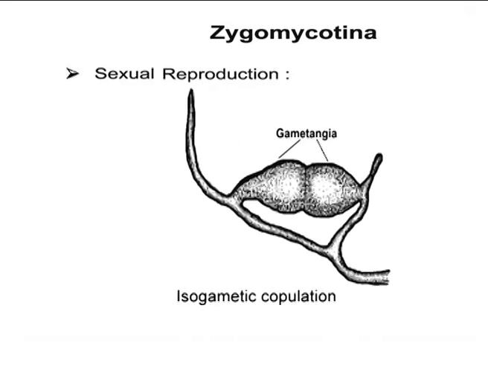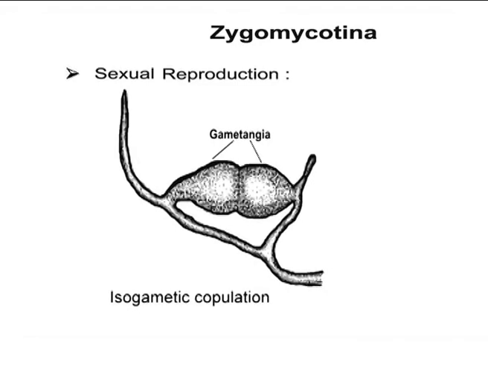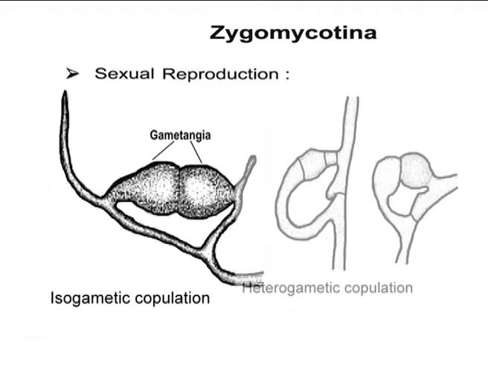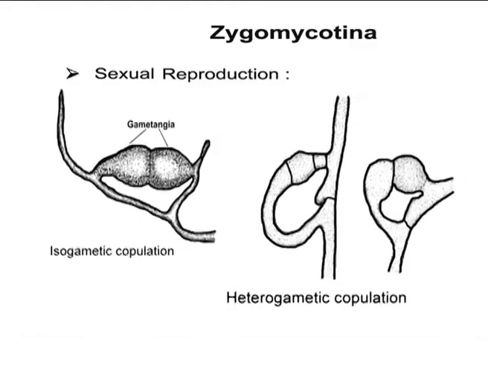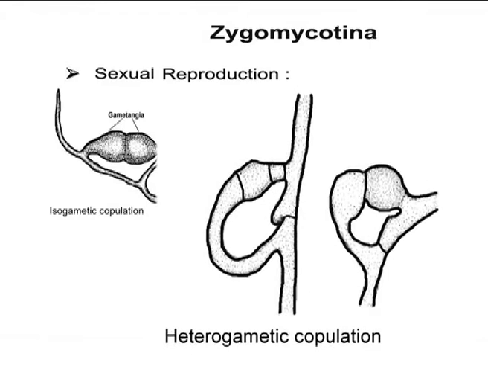Sexual reproduction in Zygomycotina takes place by means of gametangial copulation, where the copulating gametangia may be of similar size and shape or may be of different size and shape. In Rhizopus and Mucor-like members, you will find two copulating gametangia of similar size and shape, and that is why it is called isogametangial copulation. But in case of heterogametangial copulation, one fusing gametangium is smaller than the other, which is a little bit larger. This type of copulation is observed in Zygorhynchus-like members.